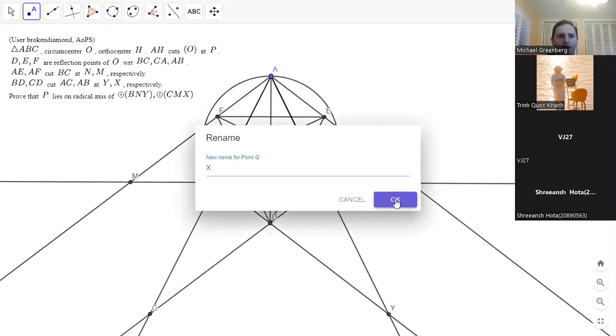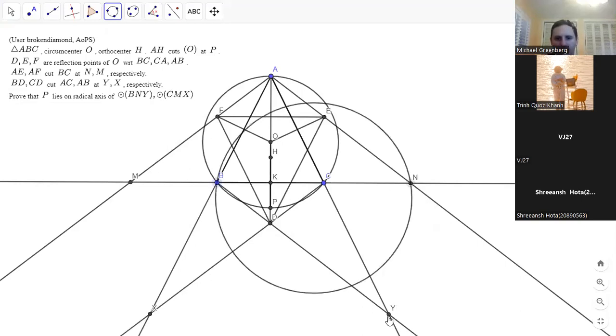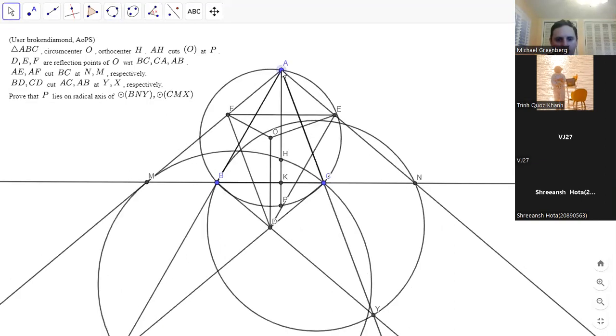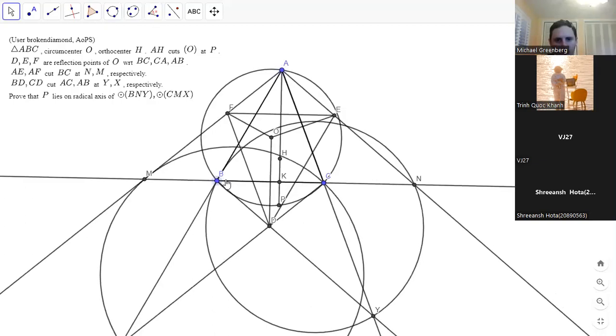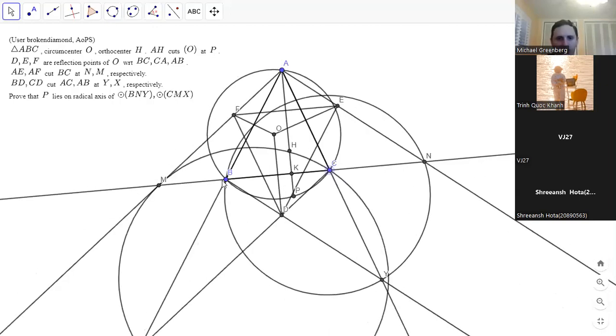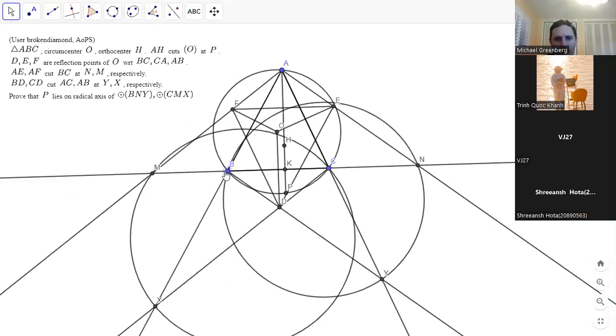We want to show P lies on the radical axis of those two circles, BNY and CMX. Now this triangle ABC almost looks isosceles, so I'm going to try to fix that. I don't want it to look isosceles. So yeah, I don't even know if we really need to draw these circles. We just need to know that P has the same power with respect to them.